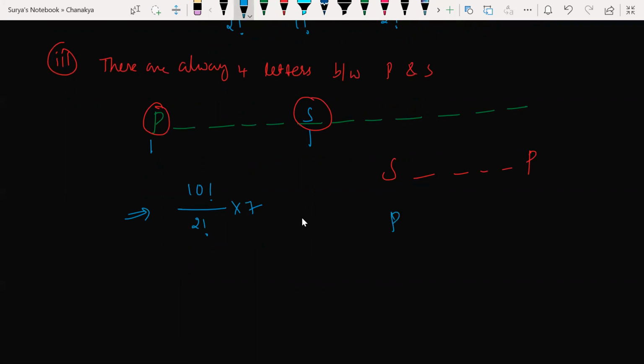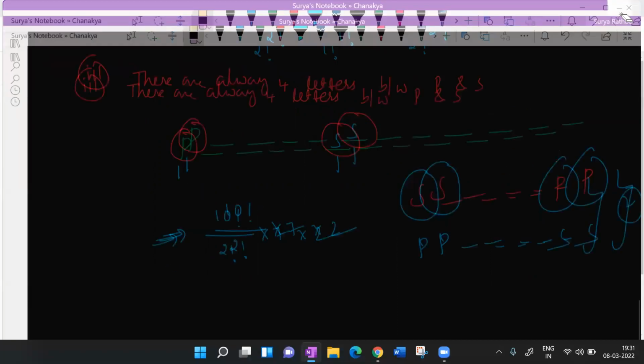The word can start with P and you can have 4 letters in between, and the word can end with S. Getting my point? And the word could start with S, have 4 letters in between, and end with P. So there are 2 possibilities, in 2 ways, so into 2. So my answer is going to be 10 factorial divided by 2 factorial into 7 into 2. Whatever answer you get, that is your final answer.